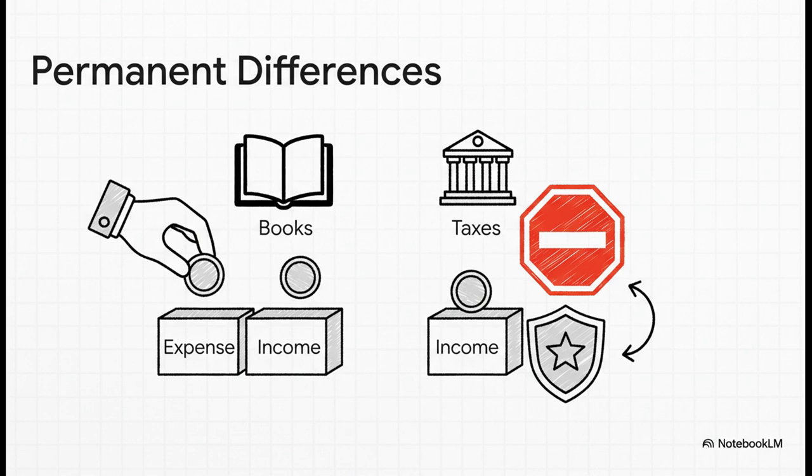A classic example: a big government fine. The company absolutely has to report that as an expense to its investors, but you can bet the government is never going to let them deduct that fine to lower their tax bill. Or think about interest from certain municipal bonds. It's income the company earned, for sure, but it's often not taxable. See? These are permanent gaps, not just a matter of timing.